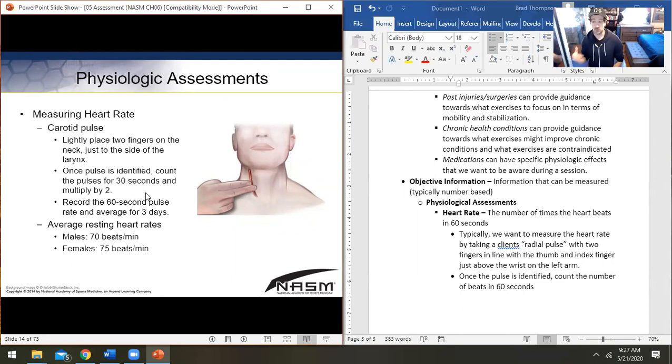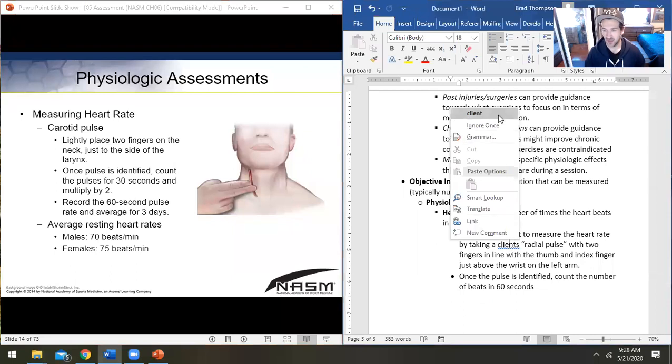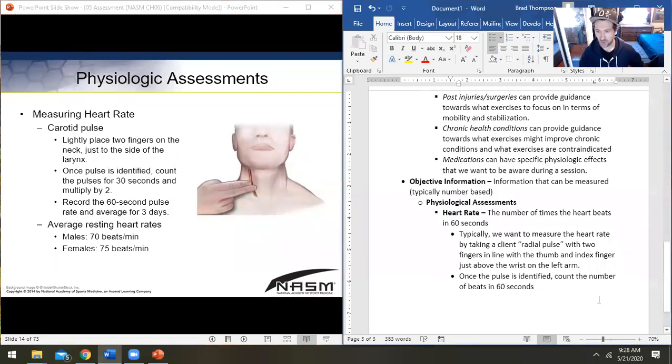That's a fine method. You could do it for a full 60 seconds. You could do it for 10 seconds and multiply by 6, 6 seconds by 10, 15 seconds by 4. You can do a bunch of weird things. But you're going to record that average over the course of 3 days. So that's what we're looking at when we gather your resting heart rate. Typically when you use a radial pulse, that's over 60 seconds. Average resting heart rate.